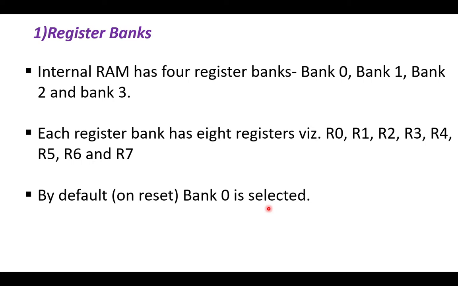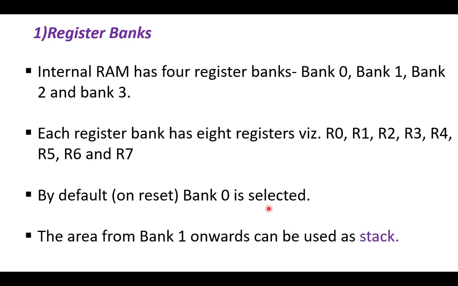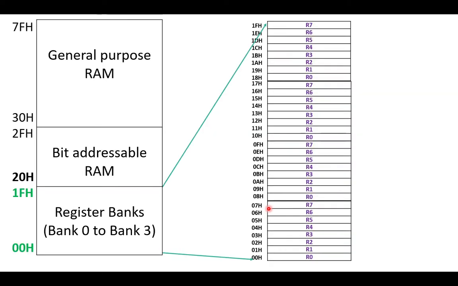Now what is the necessity of selecting the bank? We will discuss it. The area above bank 1 onwards can be used as a stack. So stack pointer is by default at 07. So area above bank 1. Bank 1 starts at 08 address. So 08 onwards we can use it for stack memory.